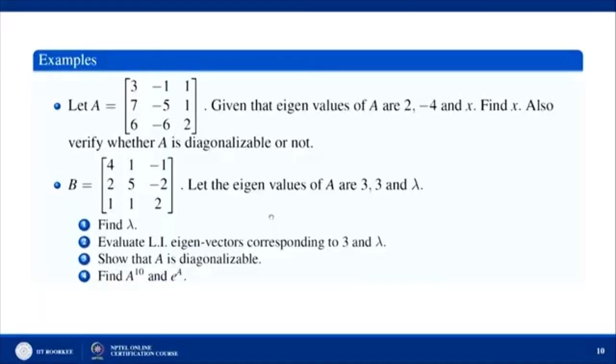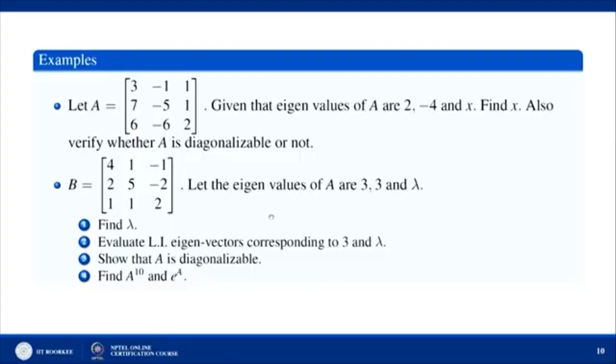Now you can see a second example here. Here A is [4, 1, minus 1; 2, 5, minus 2; 1, 1, 2], and here the eigenvalues are 3, 3 and lambda. Let us see whether it is diagonalizable or not, and if yes, what P will be and how we can find the other expressions in this problem. So this is the problem, let us try to find it quickly.